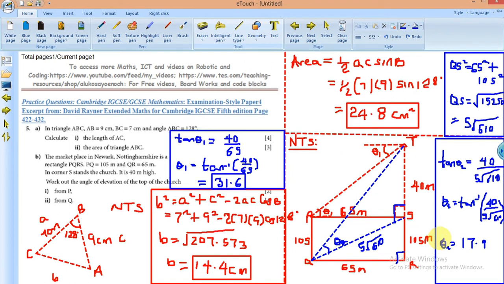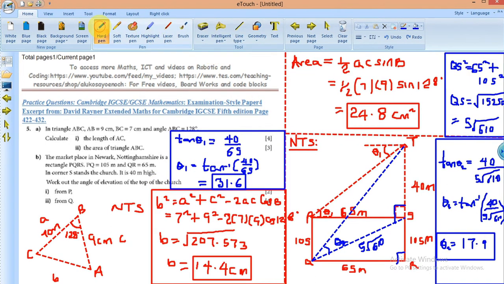If you like, you can fill it up if you don't mind. Yeah, so the solution here is 31.6, and here is 17. Okay, that's the end of this section, guys. Let's go to the next question.